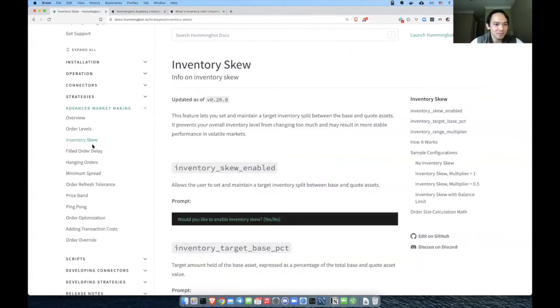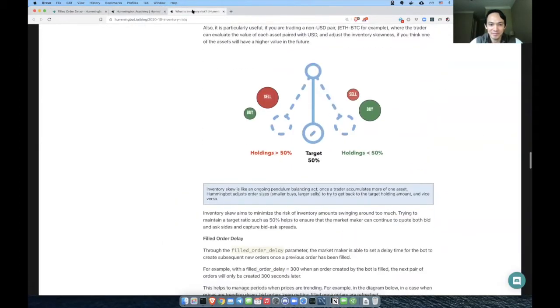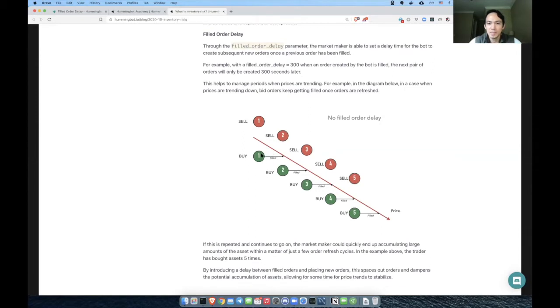And then a few more. The next one is filled order delay. Going back to this article, because I think it shows a good picture of this: right now, the default behavior of the bot is that for every period in time it creates orders. Let's say it creates a first set of buy and sell orders in time period one, then it will continually create orders. It doesn't pay attention to how your orders are actually being filled or not. By default it just does something repetitive, creating orders. The problem there is if you have a trending market, so in this graph, let's say prices keep going down one way. The scenario where market makers have the most risk is when things are trending.